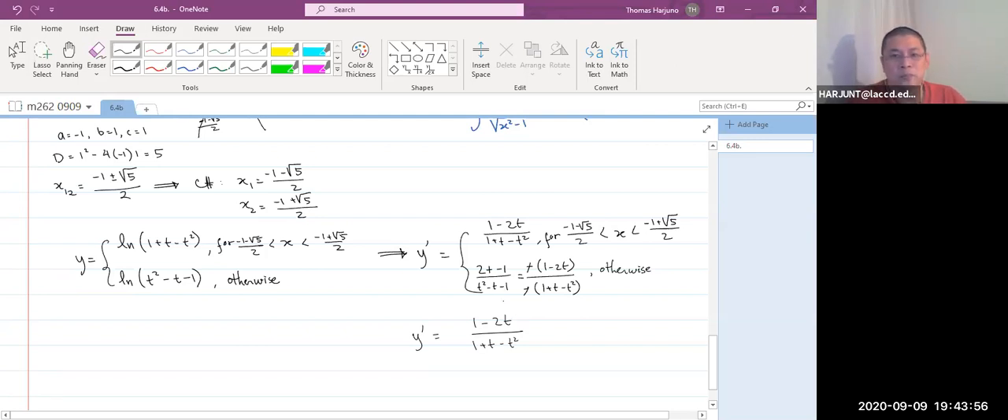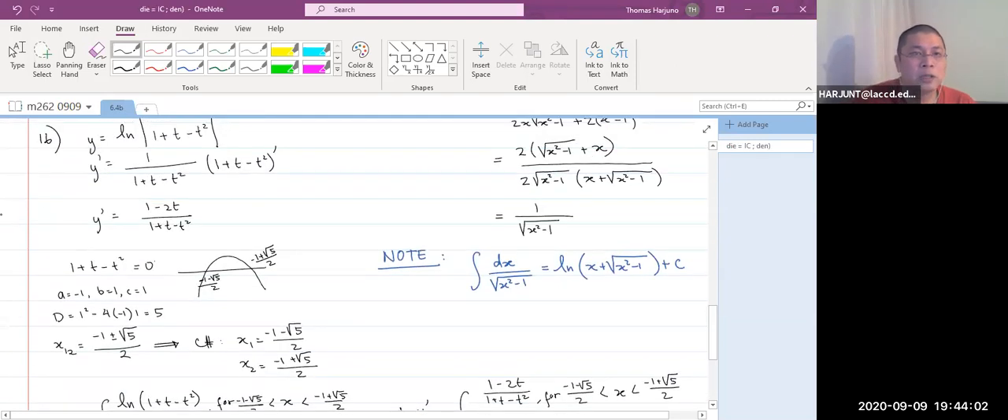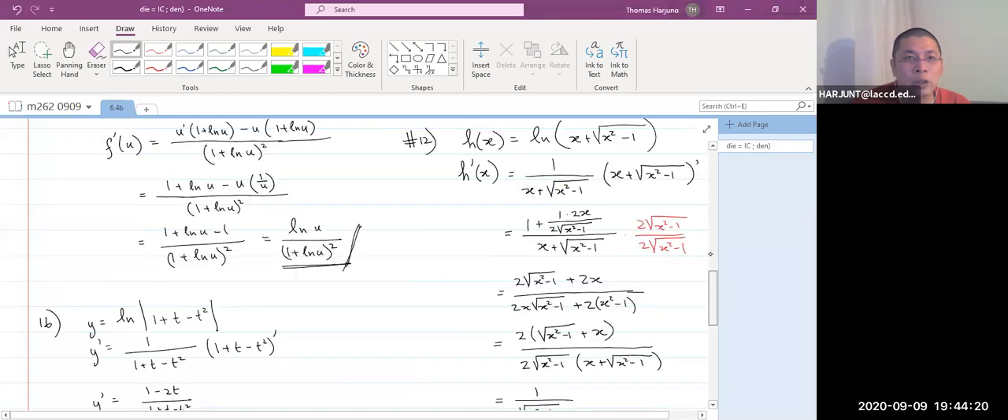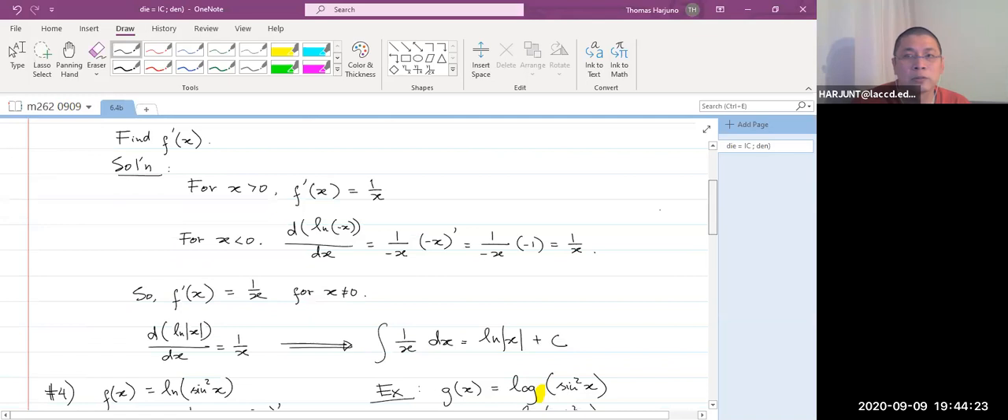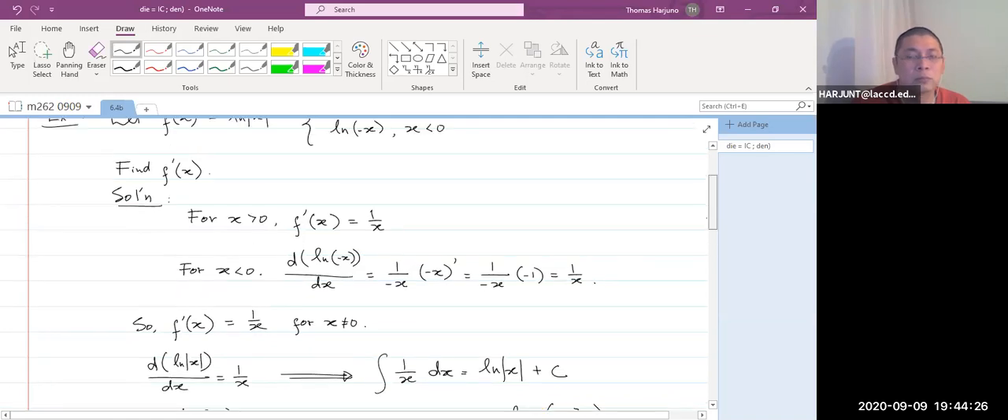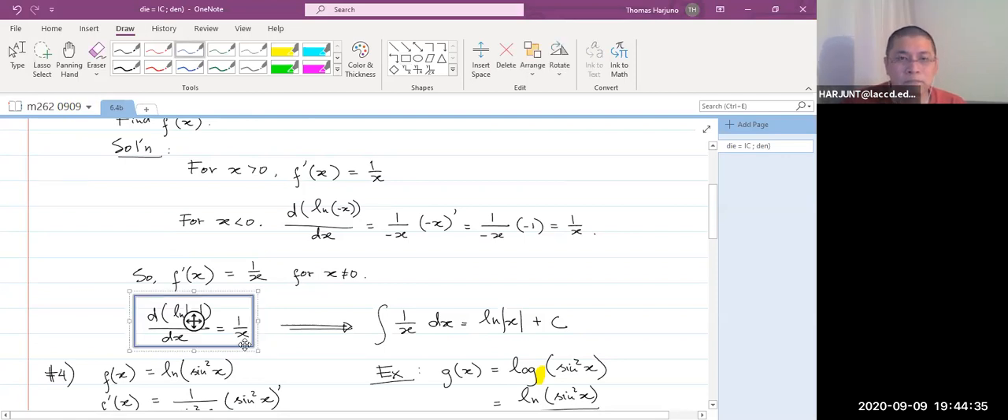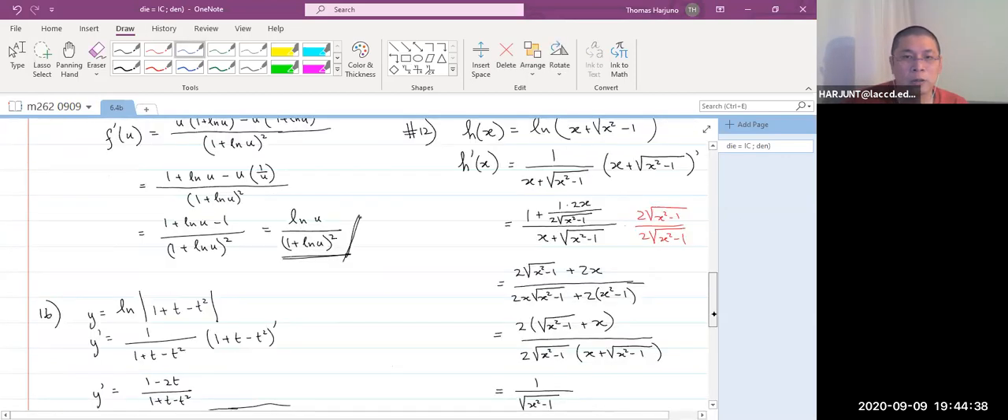Right, so y prime will be equal to 1 minus 2t over 1 plus t minus t squared, as we expected earlier. You see, you can do it the short way, but if you want to analyze that further, that's actually the long way to do it. We still get the same answer though. Now what we did here is actually in line with the theory we did a lot earlier, which gives us the same result.